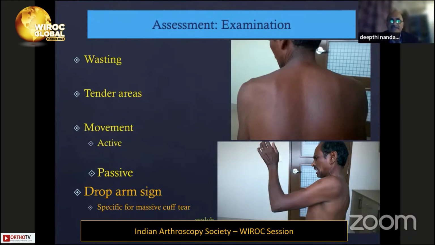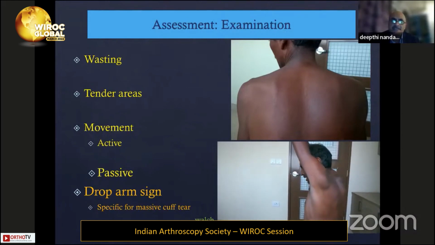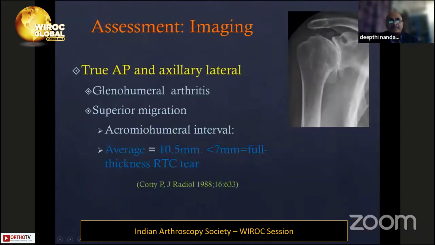Movement should always be checked. You should not only check the active movement, but also the passive movement where we support the arm, like so. And you see, this patient is not able to lift up, but if you hold it up, it will go. So that's a passive movement, which is full range. And these sort of patients benefit a lot from rotator cuff repairs.